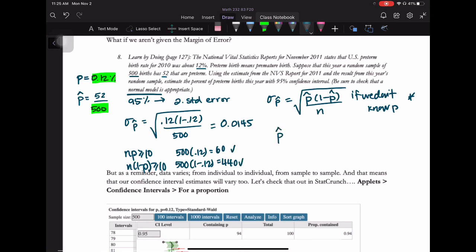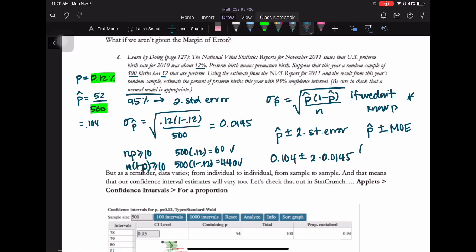I then take my sample proportion plus or minus 2 times the standard error, or my proportion of the sample plus or minus the margin of error. So that is 0.104 plus or minus 2 times 0.0145. 0.104 minus 2 times gives me 0.075. Adding it gives me 0.133. I first do 0.104 minus 2 times, and then I do plus 2 times. That's how I get the upper and lower.